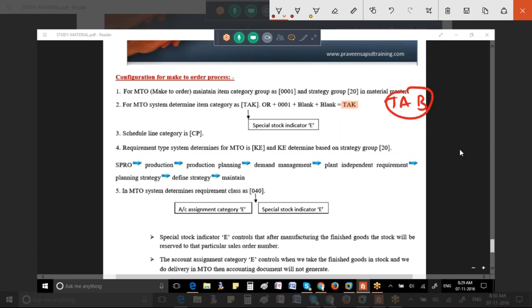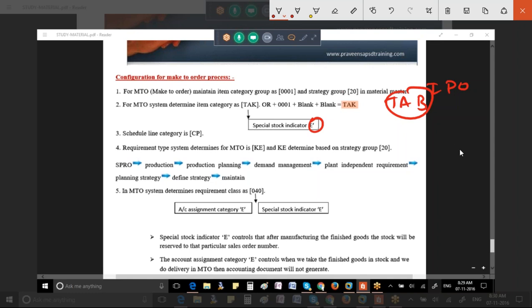TAB we already looked into, which is for IPO. And here we have E. What does this E control? It's the same again. When you're delivering something to the customer in the make to order process, that product should be only the one which is already reserved against the sales order.